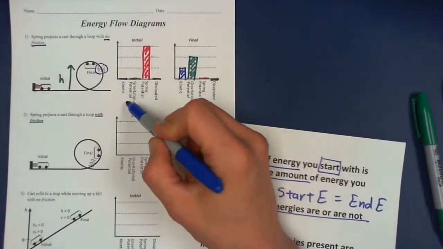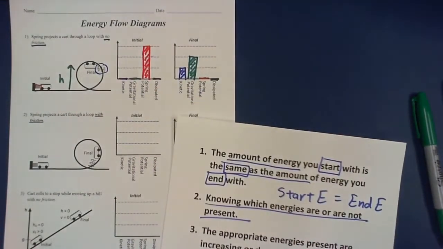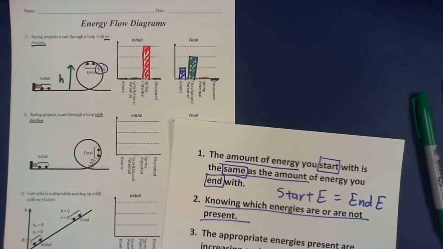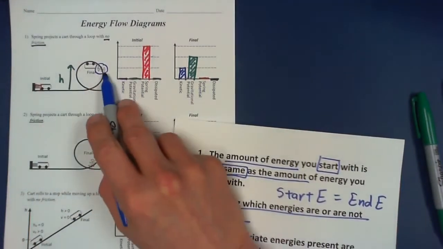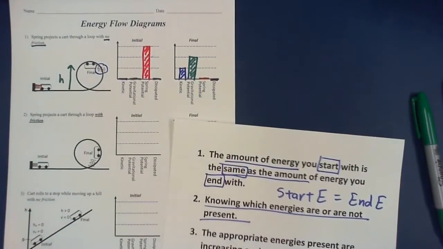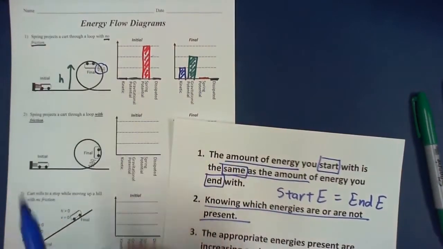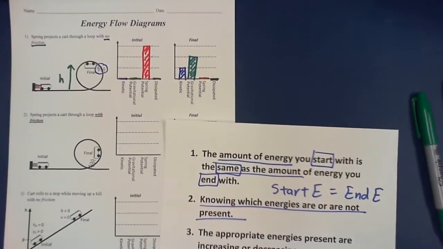And then kinetic energy is obviously seen in the motion. So each one of these energies is indicated in the problem: spring energy by a compressed spring, the gravitational potential by how high it is, the kinetic energy by whether or not it's moving, and then dissipated energy by how much friction it has, if it has any at all.